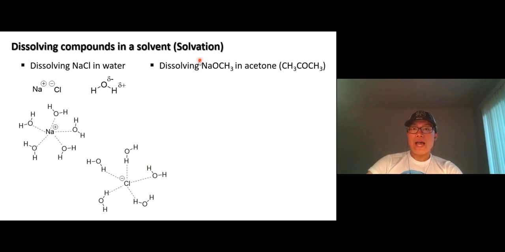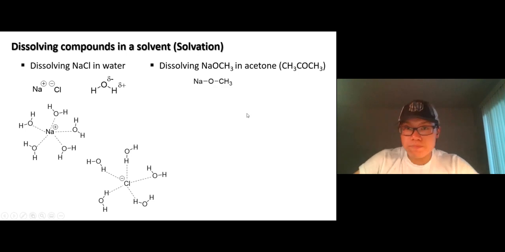Now, dissolving sodium methoxide, NaOCH3, in acetone. Think about it: who's positive, who's negative? If you remember, positive and negative attract. All you have to do is find the positive in the compound you want to dissolve, and find the negative, the opposite charge, in the solvent. If you find a negative here, find a positive in the solvent, basically.